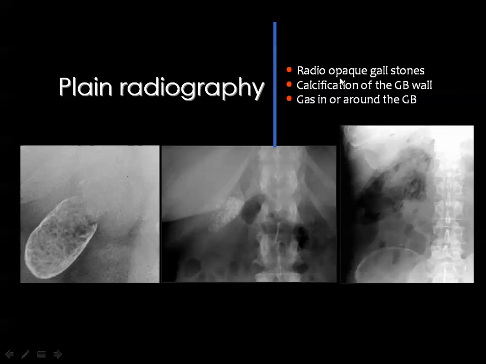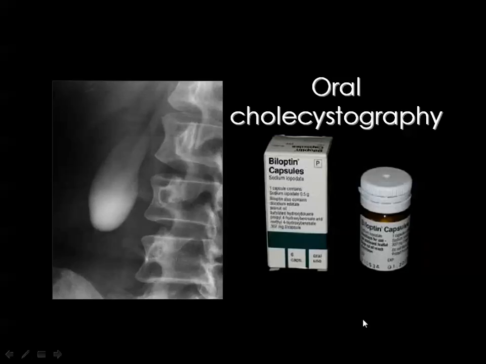Number one, radio-opaque calculi in the region of the gallbladder. We know that about 10% of gallbladder calculi are actually radio-opaque. Then calcification of the wall of the gallbladder, which is known as porcelain gallbladder, and you know that this is a precancerous condition. Then detection of air in the wall of the gallbladder or inside the gallbladder is diagnostic of emphysematous cholecystitis, which is a severe form of infection usually seen in diabetic patients.